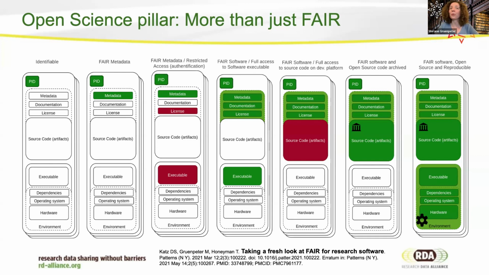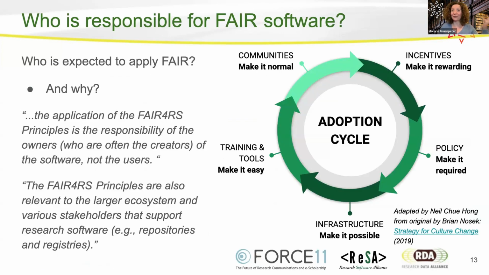Then you move to the fourth one, which is FAIR, where you have full access to a software executable and FAIR metadata, but you don't have access to the source code. And moving on to having access to the source code and having the source code archived, and also all the software stack that I've just introduced in the beginning, this is going towards reproducibility, which you can't actually have with just the FAIR principles.